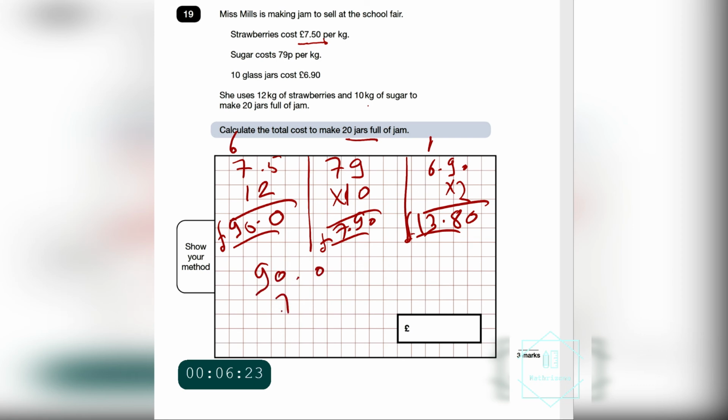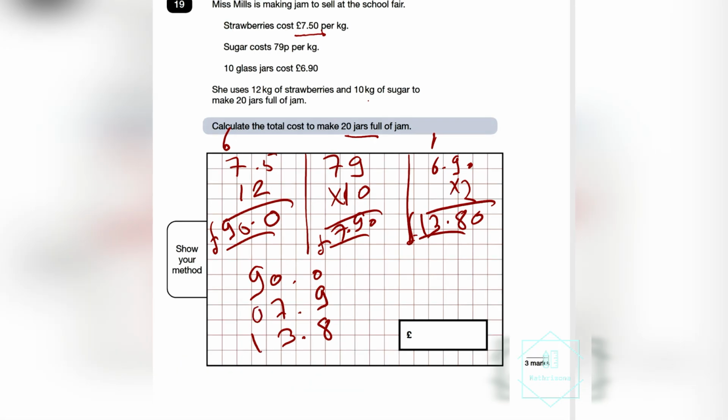So let's add 7.9, and that will be 13.8. Plus 90. Okay, so we'll do the sum here. 0, 9 plus 8, 17. 1 carry, 7, 1, 8, 10, and 3, 11. 9 plus 2, 11. So that is 111.70.